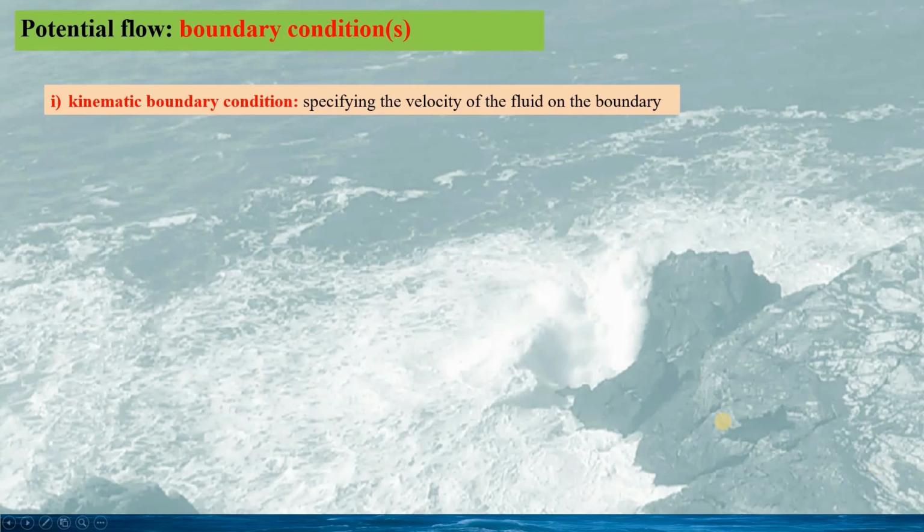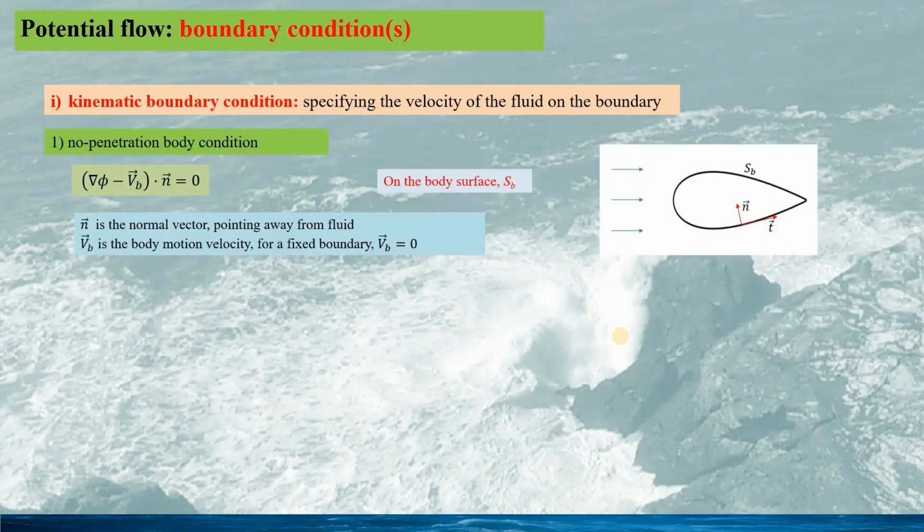For solving the Laplace equation, we generally have two different types of boundary conditions, namely the kinematic boundary condition and the dynamic boundary condition. For the kinematic boundary condition, we may specify the velocity of the fluid on the boundary. The most applied one is the no-penetration condition, as the relative normal velocity between the body surface and the fluid motion is zero, given in this equation.